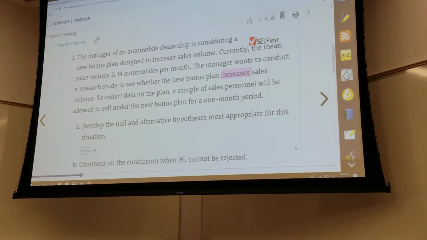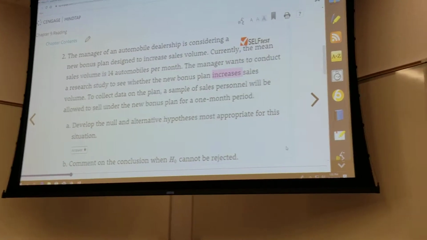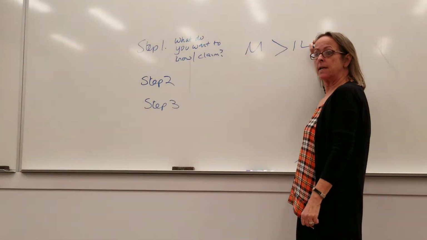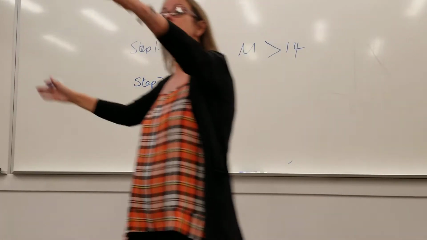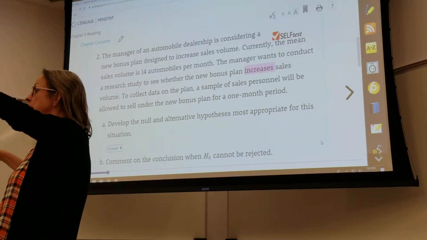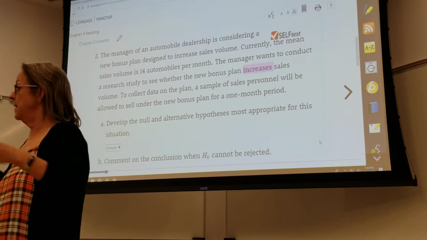So the manager wants to know if mu is more than 14. Isn't that what they want to know? He wants to know, are you guys going to sell more than 14 cars each with this new system? Because I'm paying you for every car, you might work harder, right? You might sell 20 because you make more money.